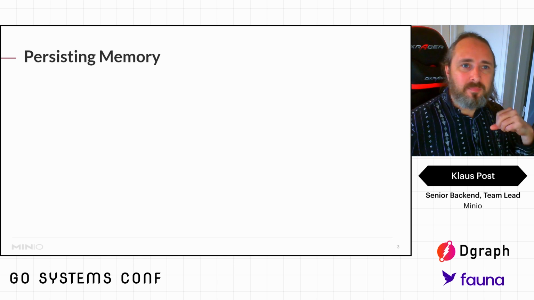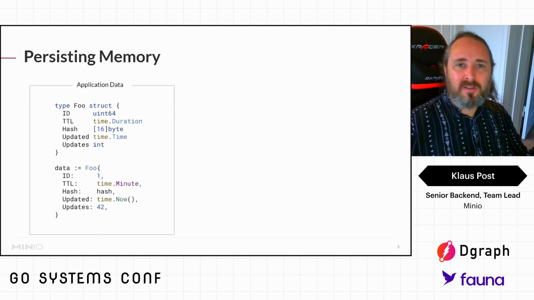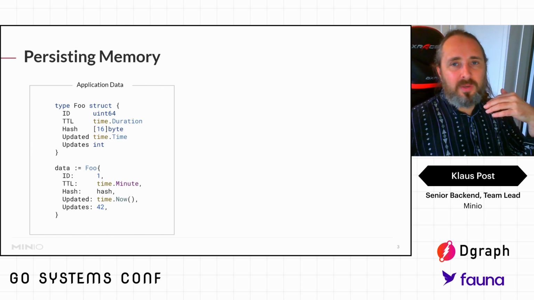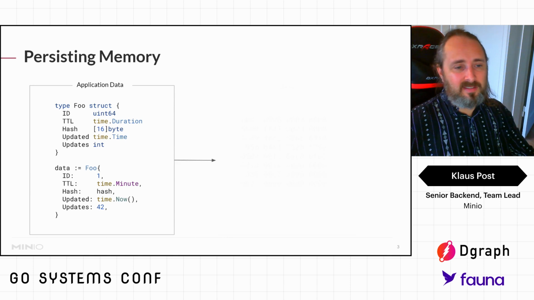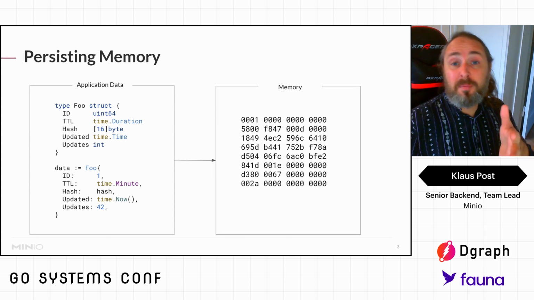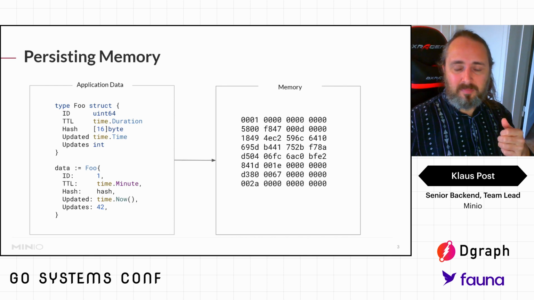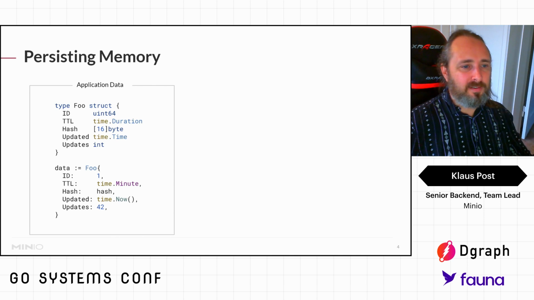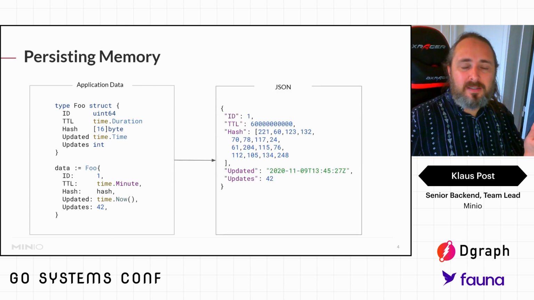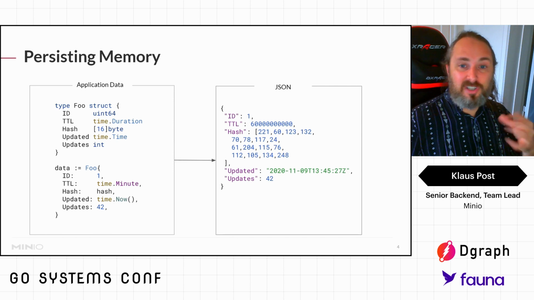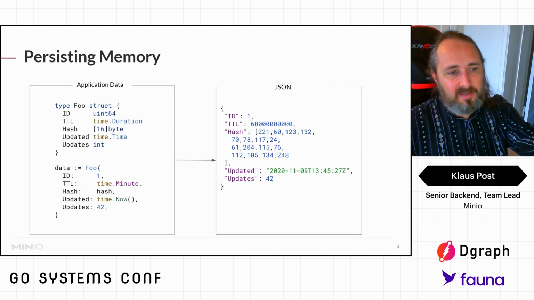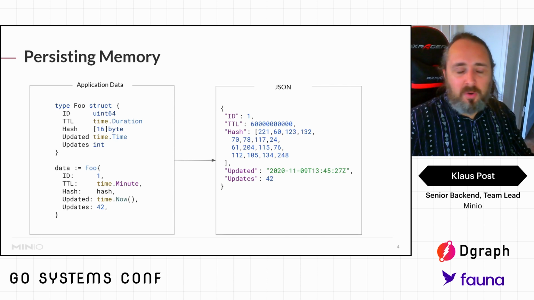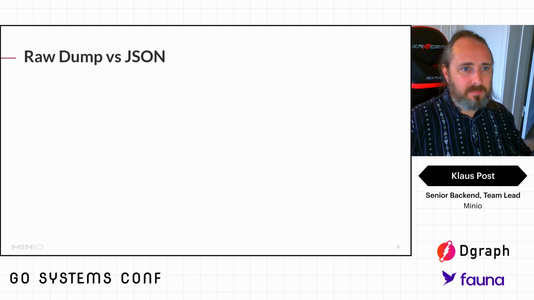So basically, what we're doing is we're persisting memory. If we have a struct with some fields, we create an instance of it that will be represented in memory by some bytes. Let's look at one way of persisting this. One of the methods that you probably already know is JSON. In this case, we take the data here and we represent it as JSON, which we can store or we can transfer between applications.